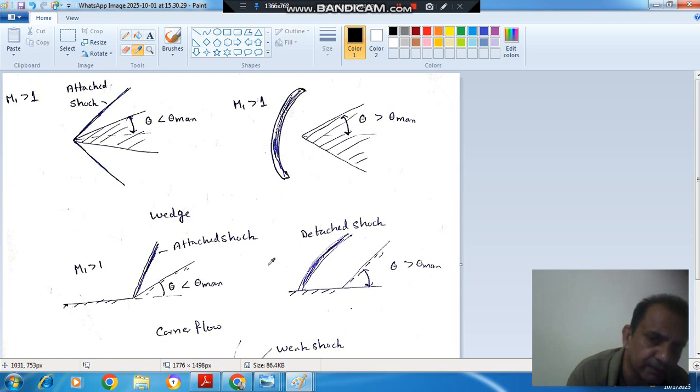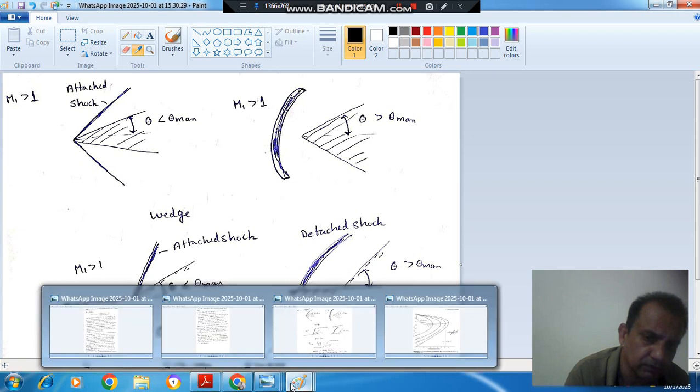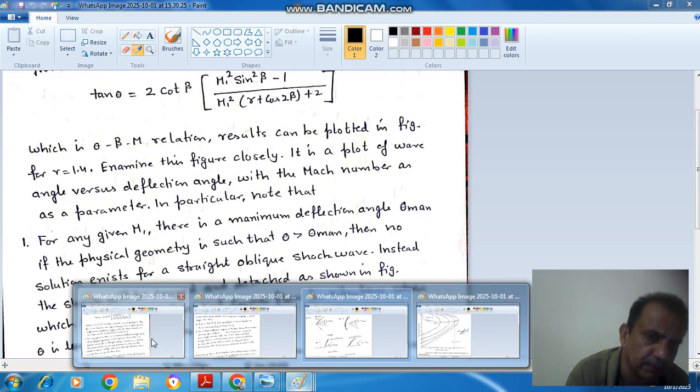This is for wedge, and this is for corner. For corner also, there will be detached flow for theta greater than theta max, and there will be attached flow for theta less than theta max, and M1 should be supersonic in both the cases. Okay, so this is the first analysis.